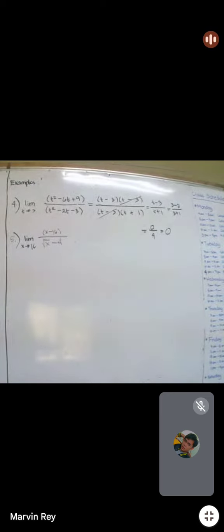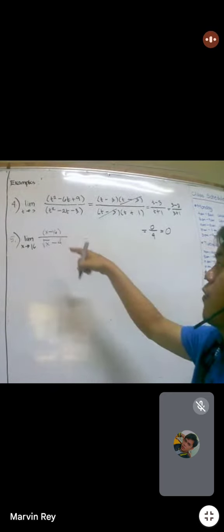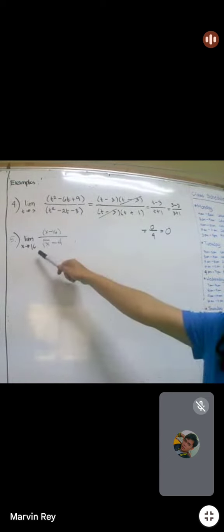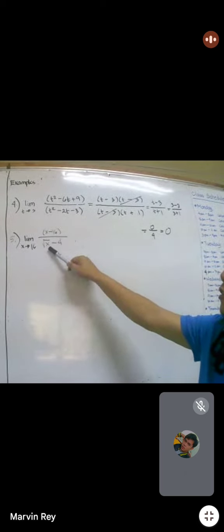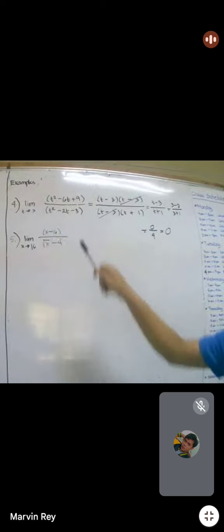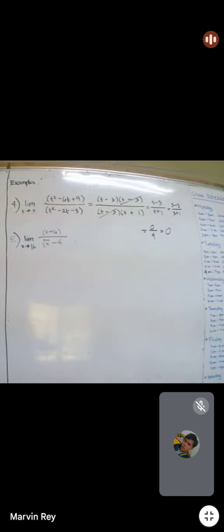Next, we also have x minus 16 all over square root of x minus 4. So the same procedure: first, you directly substitute the value of x. So 16 minus the square root of 16, which is 4, minus 4 is 0, so 16 minus 16 is just equal to 0. So 0 all over 0 is undefined.